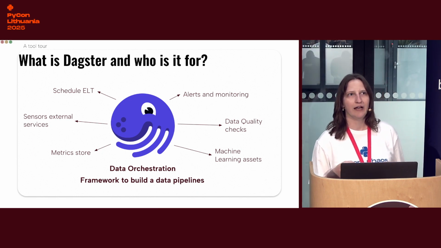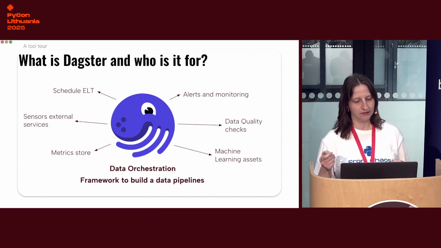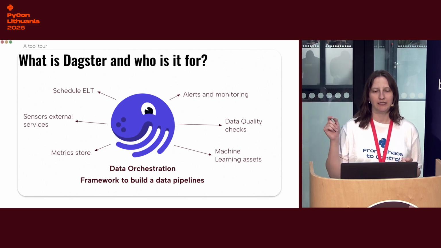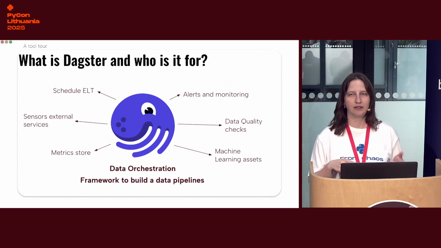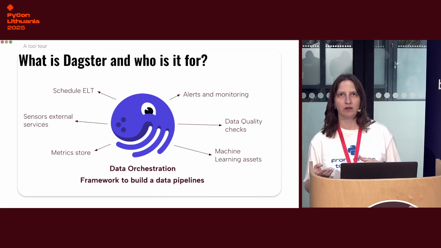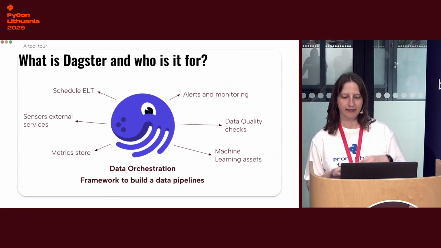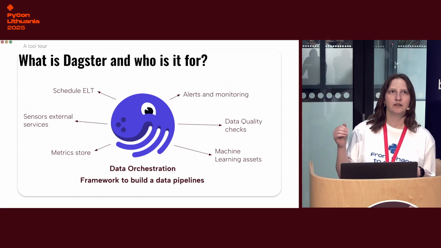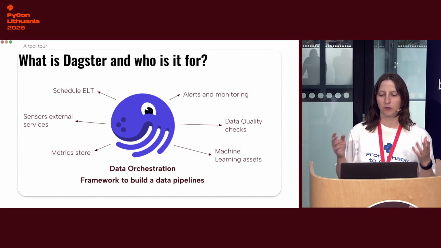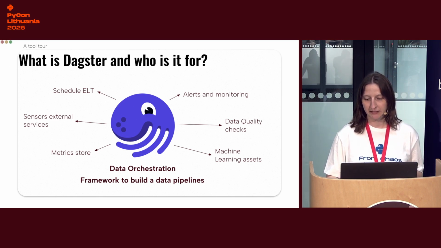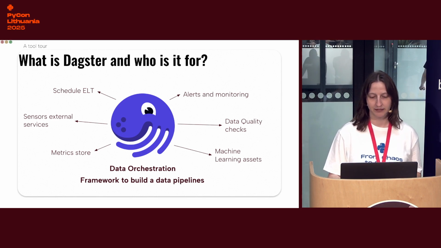But you can also have external services like sensors. You can also store some metrics in Dagster itself. You can have alerts and monitoring. You can also include data quality checks inside it. And obviously nowadays you can also do machine learning assets, so it does increase the capabilities of Dagster a lot.